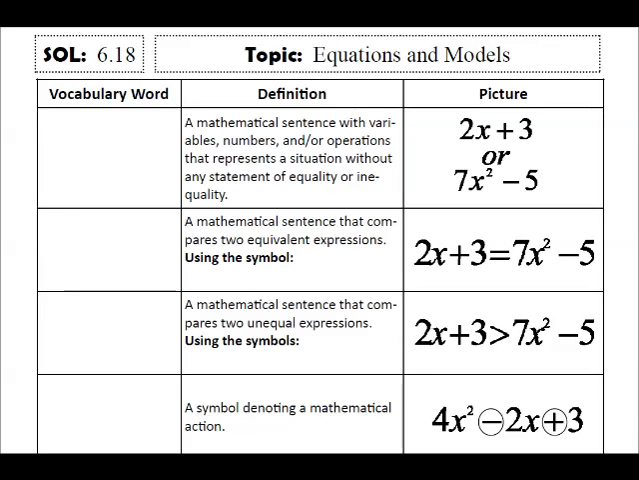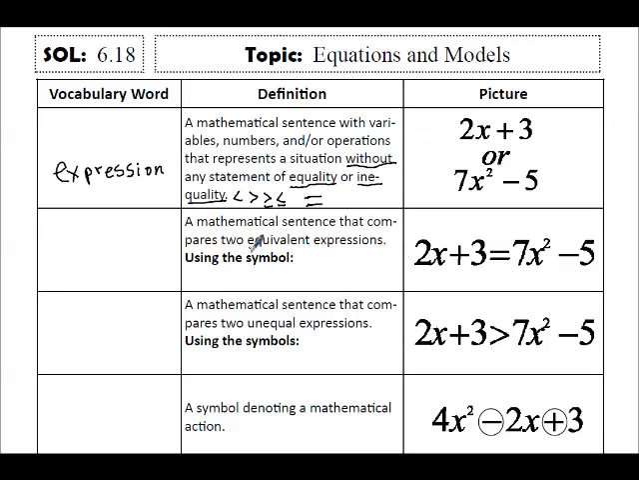A mathematical sentence with variables, numbers, and/or operations that represents a situation without any statement of equality or inequality. So without equality means that it's not going to have an equal sign. And without inequality means it's not going to have an inequality symbol, like the less than, greater than, the greater than or equal to, or the less than or equal to symbol. So it doesn't have any of those symbols. This is called an expression, so 2x plus 3 or 7x squared minus 5.